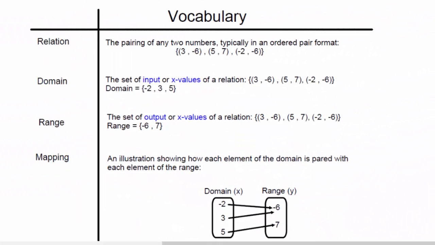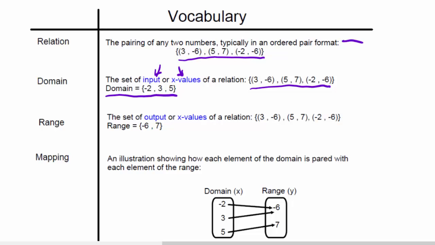Well, first we need to take a look at some vocabulary. So a relation is the pairing of any two numbers, typically as an ordered pair. So I have a couple of relations set up here. The domain is the set of input, also known as the x values of a relation. So given this relation right here, the domain is -2, 3, 5. And notice how I put it in smallest to largest order, so it's a numerical order.